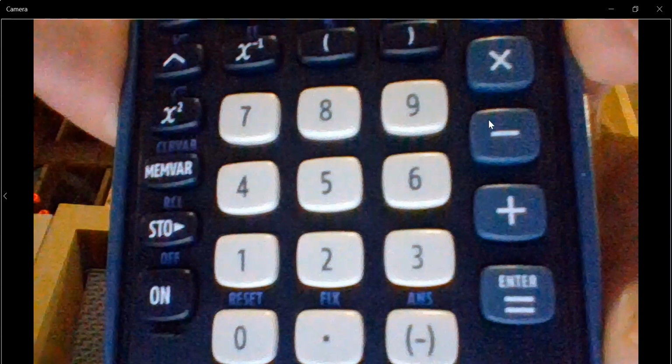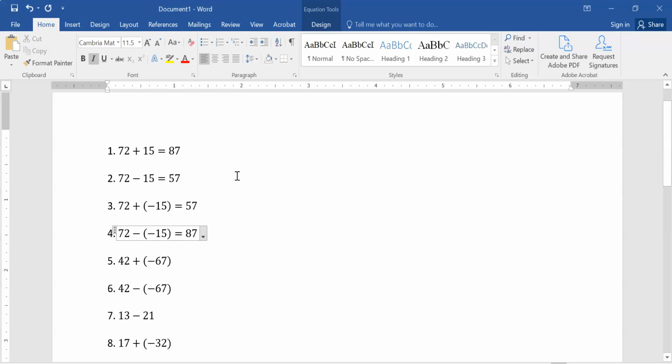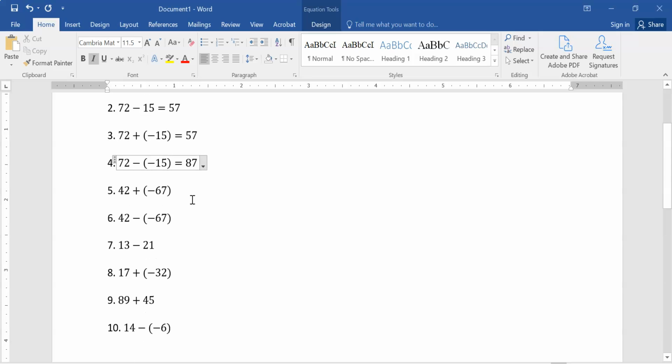So the minus button over here on my calculator is blue, and the negative button, or some people call this the opposite button, is down here. So that's all I wanted to point out, the difference between the minus and the negative on your calculator, if you are using your calculator.